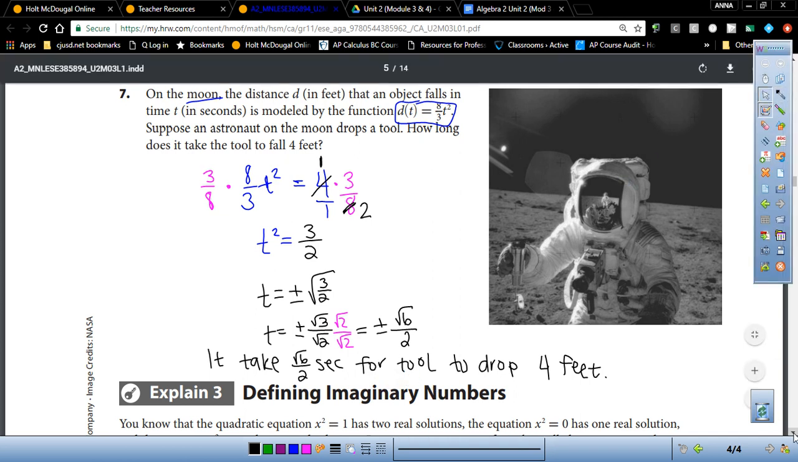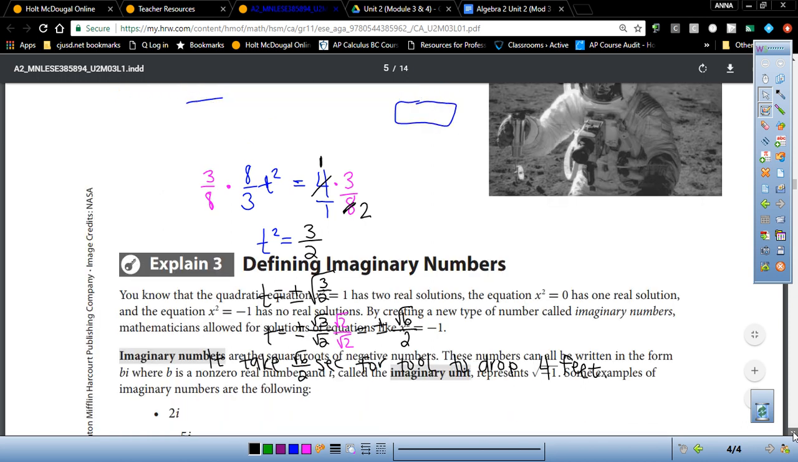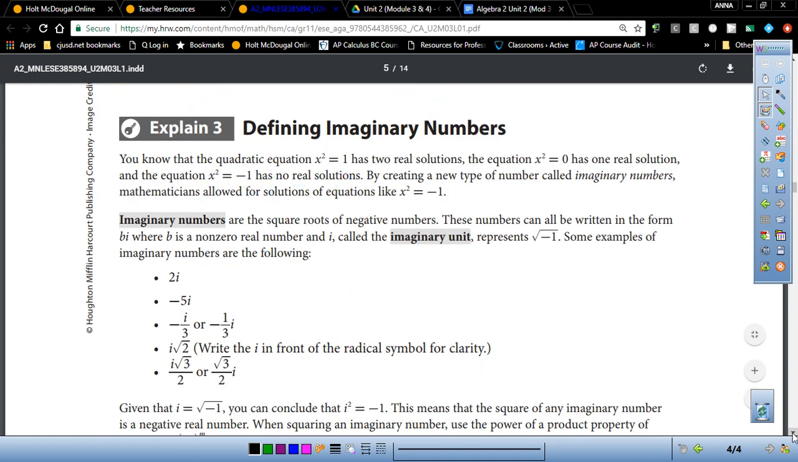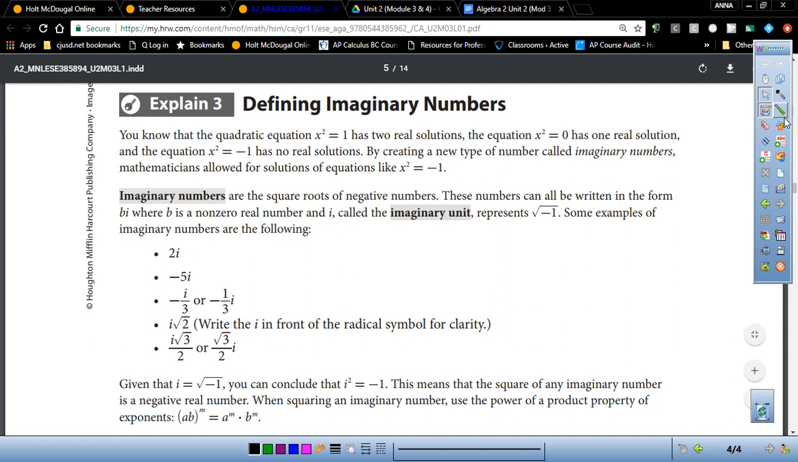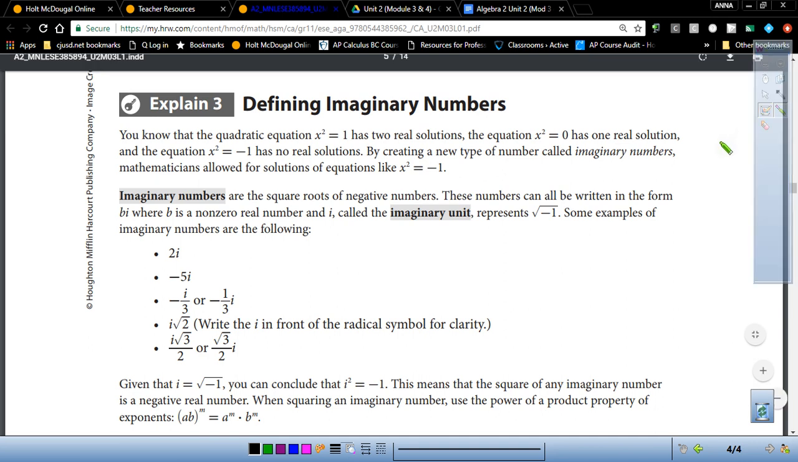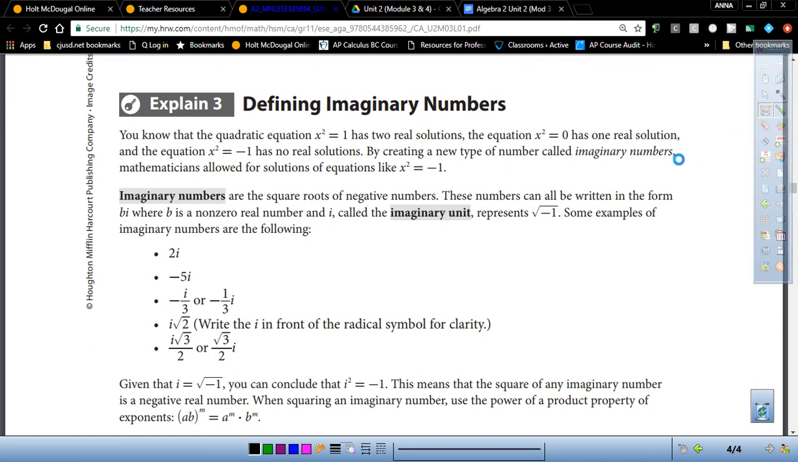Okay, last part of our lesson for today. As promised, imaginary numbers. So we already know previously that x squared equals 1 has 2 real solutions. We know when x squared equals 0, we have 1 real solution. And previously we were told that if x squared equals negative, it has no real solutions. That is true that it has no real solutions, but it does have imaginary solutions.